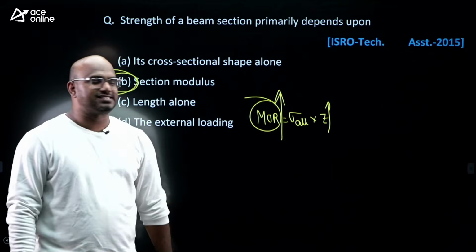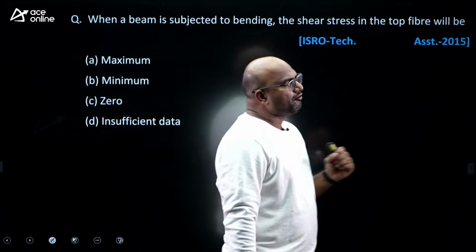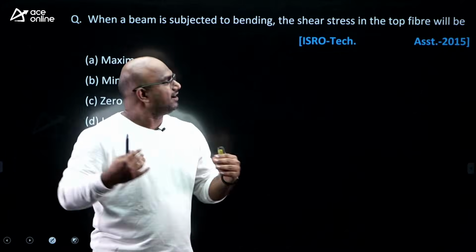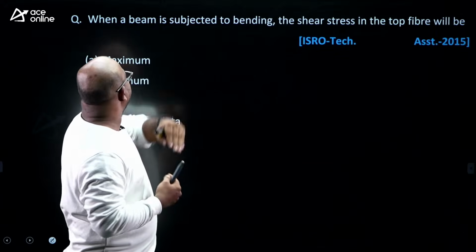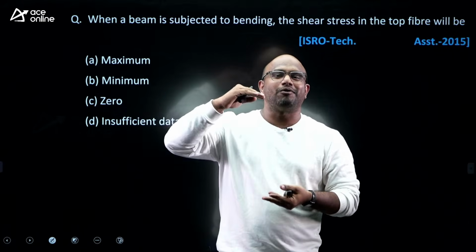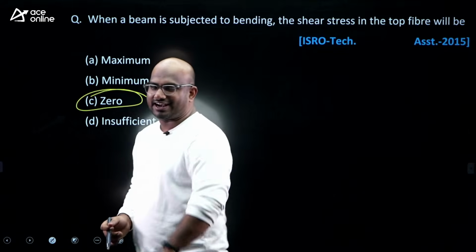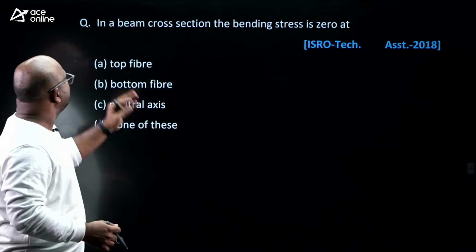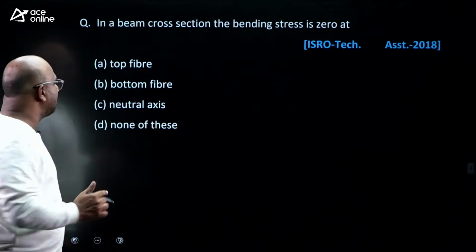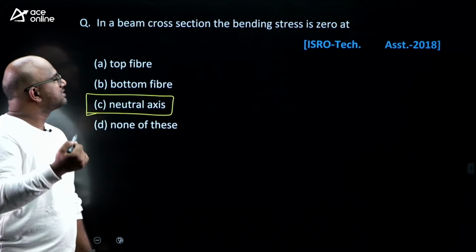Next, when a beam is subject to bending, the shear stress in the top fiber will be how much? As I told you multiple times, the top and bottom shear stress will be equal to 0. The right answer here is option C. Next, in a beam cross section, the bending stress is 0 at the neutral axis. At the neutral axis, I am going to have 0 stress.